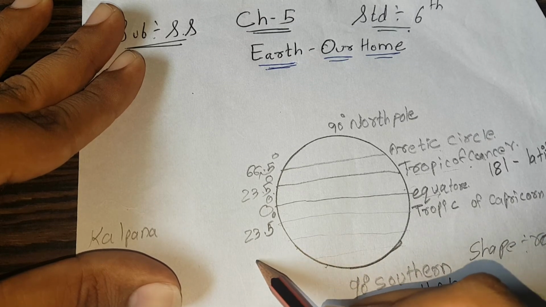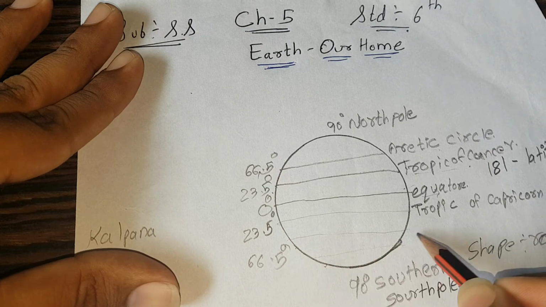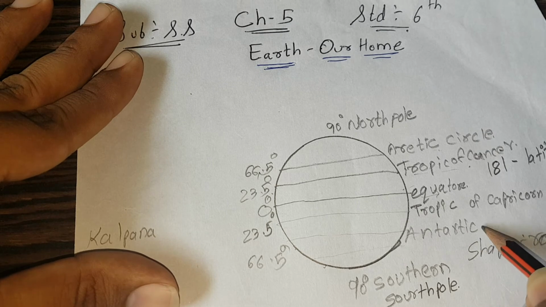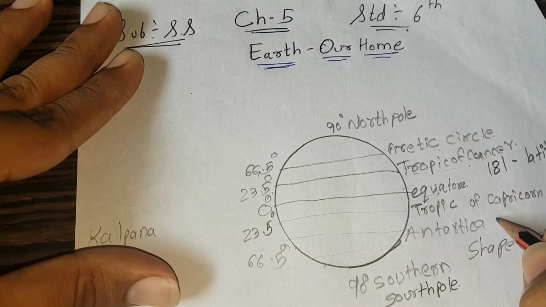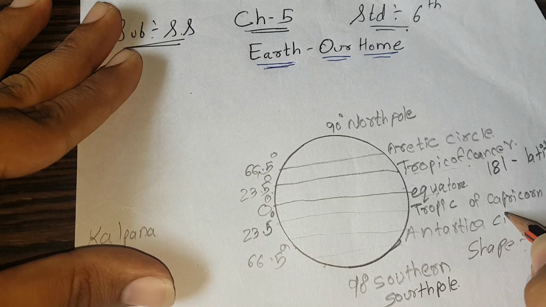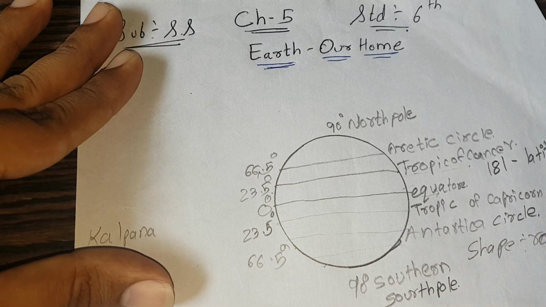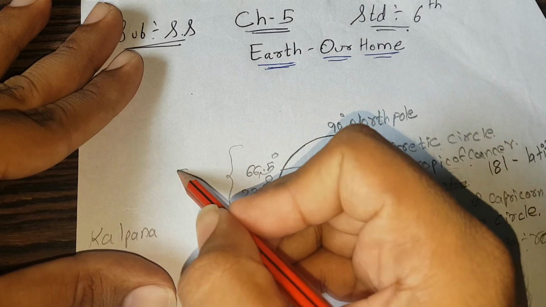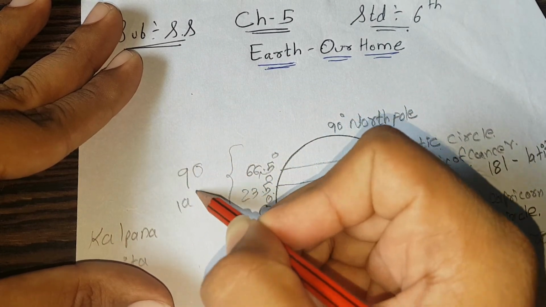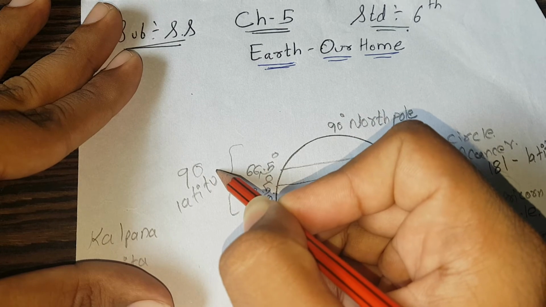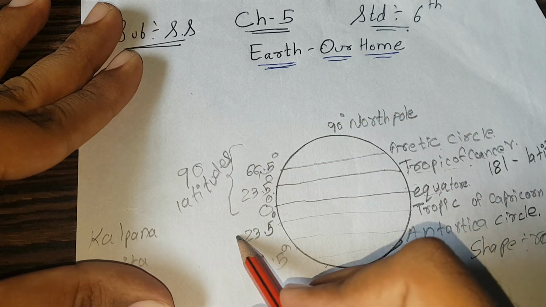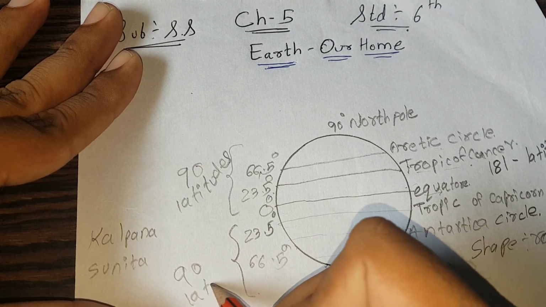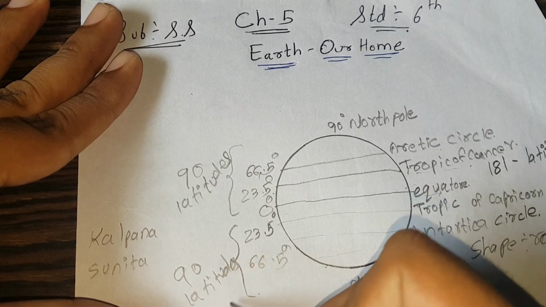Like that, at 66.5 degree it has the Antarctic Circle. Now you can see that above, at the North Pole, there is 90 degree latitude, and at the down region it has 90 degree latitude of the South Pole.